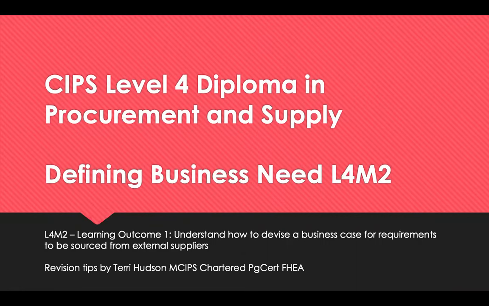This is Module 2, Defining the Business Needs, and it's Learning Outcome 1, which is to understand how to devise a business case for requirements that are going to be sourced from your external suppliers. We look at things like how business needs influence our decisions, how cost and price can be estimated, the criteria to apply to a business case, and interpreting financial budgets for the control of purchases.